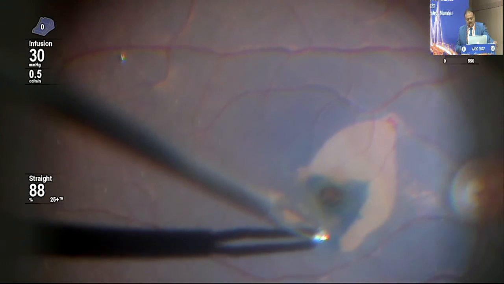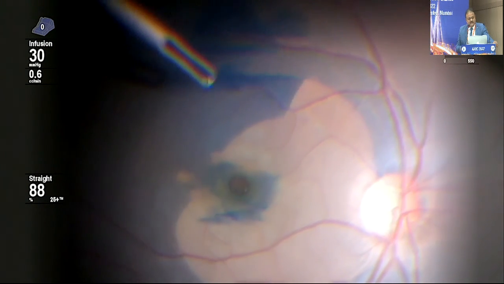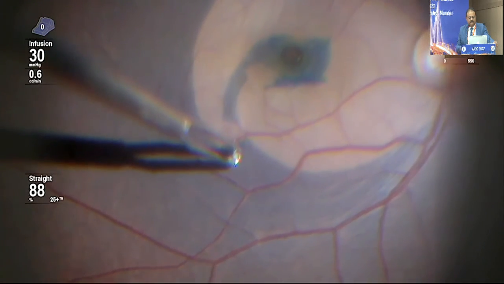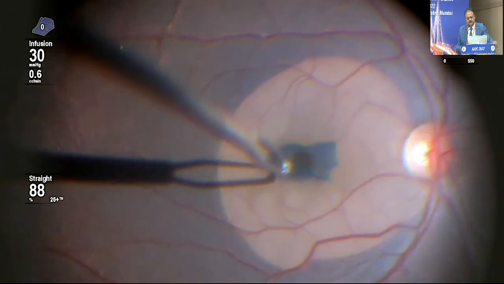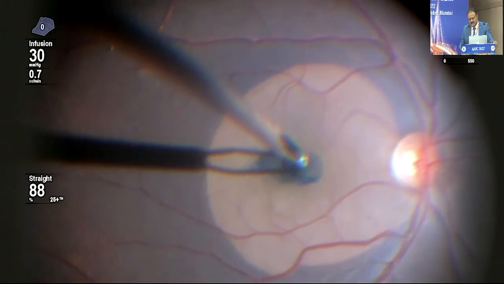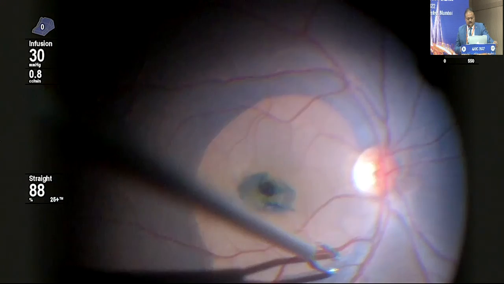So just peel the ILM, keep it over the macular hole, which forms a scaffold on which the neural tissue grows and the macular hole closes. And once you have done it, then you increase the ILM peeled area. The results are pretty good with this inverted flap technique. And whenever the hole is more than 500 to 600, it is better to go ahead with this inverted flap technique, which we have seen in many reviews of the literature.